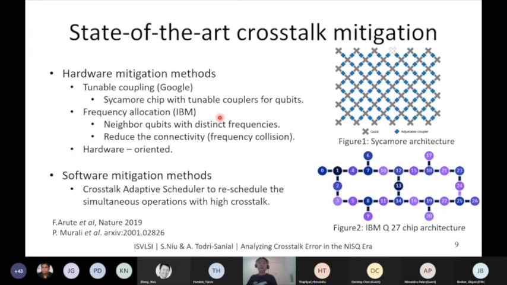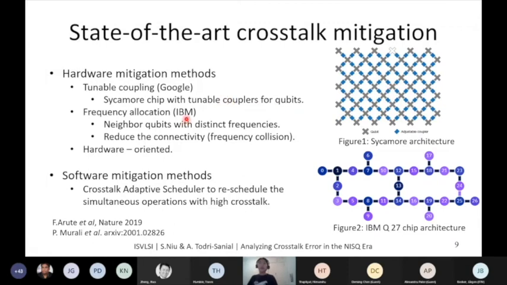So now we need to figure out how to mitigate crosstalk. There are many strategies for crosstalk mitigation from the state of the art. The first one is the hardware mitigation method. For example, Google's Sycamore chip uses tunable couplers for qubits to mitigate crosstalk. This is the architecture of the Sycamore chip. We can see each qubit has 4 neighbors because of the tunable couplers.